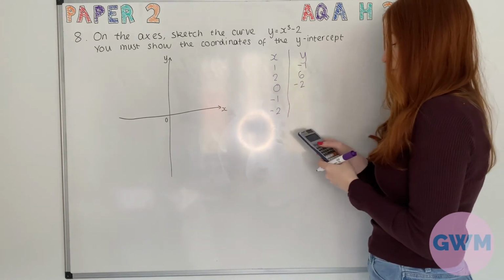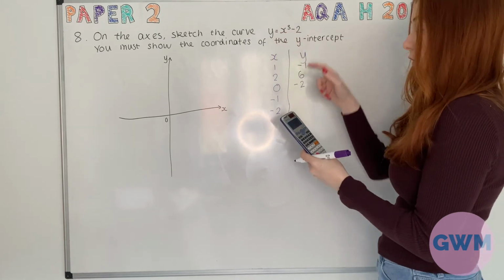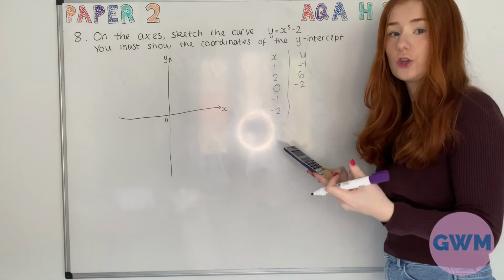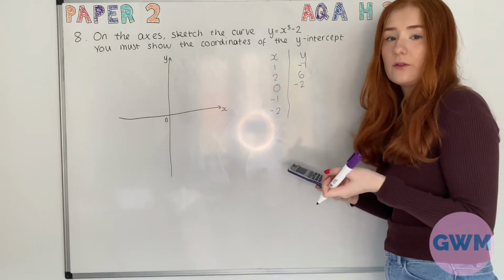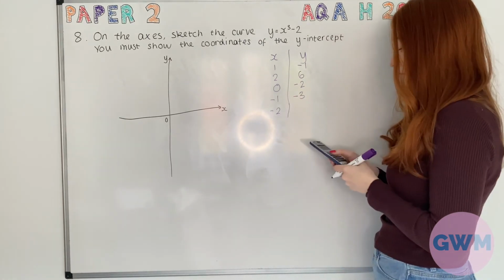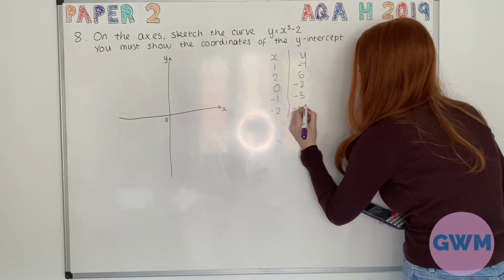Now be careful with these ones. If you're going to use your calculator, make sure you put brackets around the x before you cube it, because you want to make sure that it includes the minus. You want to make sure you're cubing the minus, because the square of a minus makes a positive, but the cube of a minus makes it a negative again. If we type that in, we get minus 3, and minus 2 is minus 10.